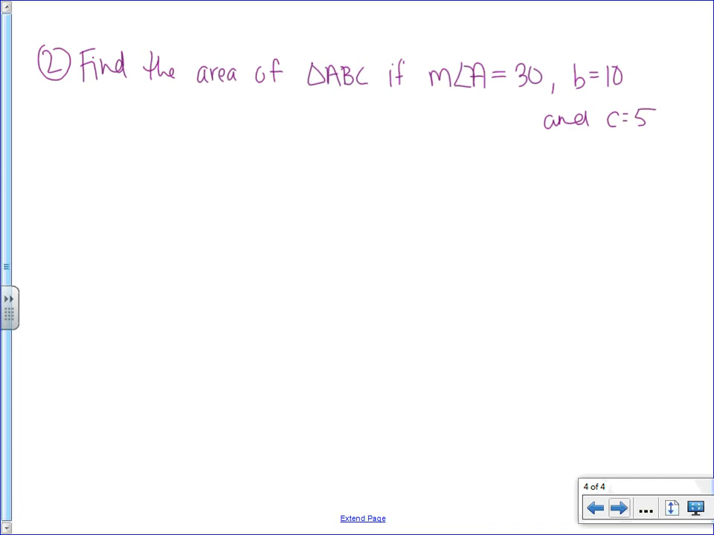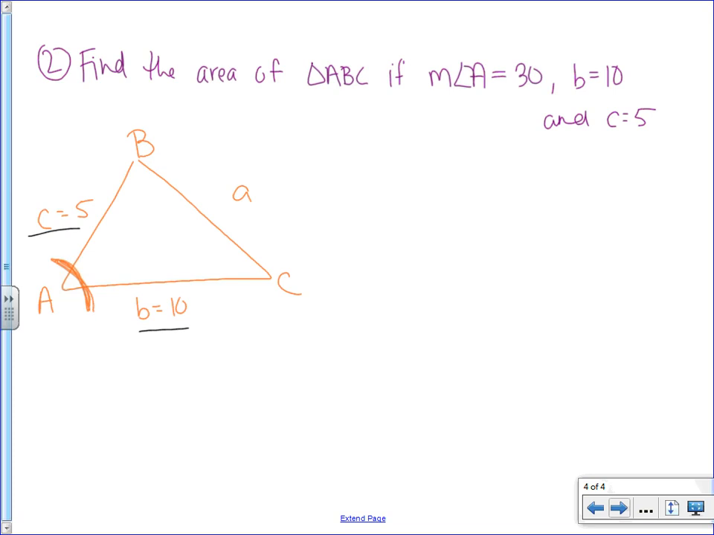Okay, so let's draw a picture here. So here's A, B, C. This would be little a, which I don't know anything about. Here's B, which would be 10. And here's C, which would be 5. Now, they gave me angle A, which is perfect because angle A is included between the two sides that I know. So here's one side, here's the other side, A is in the middle. So this satisfies what I need in order to use the area.